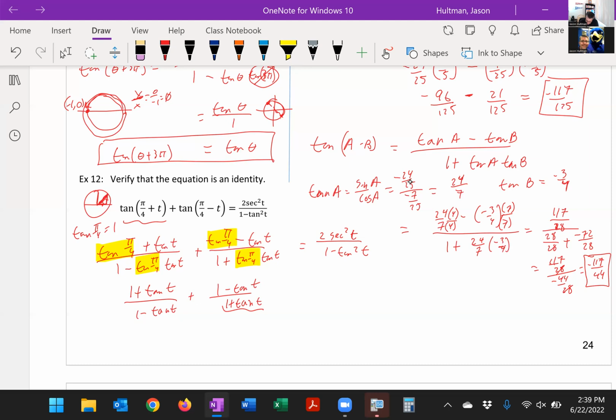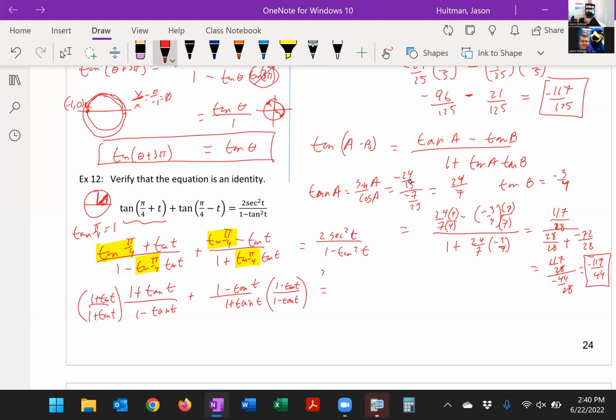So what I'm going to do here is going to be a little tricky, and I'm going to multiply both the top and bottom here on both sides by the other one, by the conjugate. So this is 1 plus tangent of t, 1 plus tangent of t. This is 1 minus tangent of t. Over here, 1 minus tangent of t, 1 minus tangent of t. Okay, that's good.